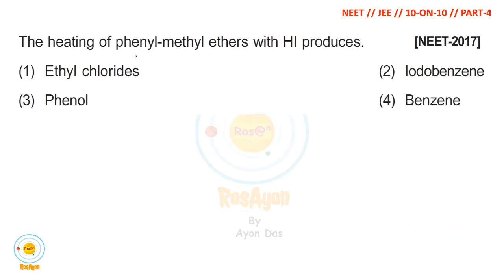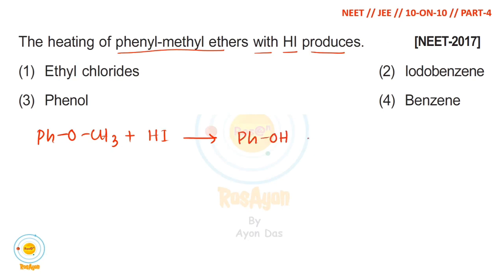Now see the sixth problem. Here phenyl methyl ether reacts with HI. Phenyl methyl ether, that means PhOCH3, reacts with HI and produces PhOH, that means phenol, with methyl iodide CH3I. Here methyl iodide is not present in the options, so the right answer is phenol.